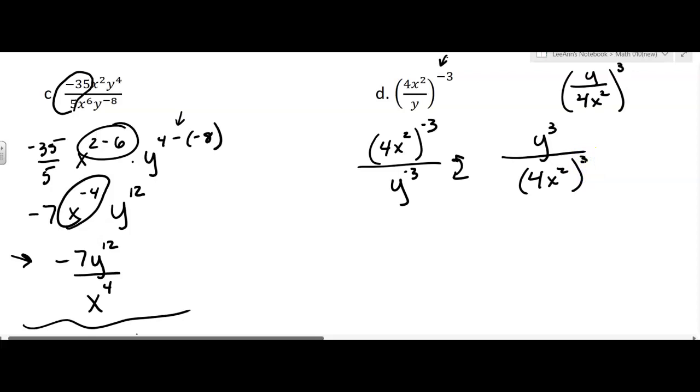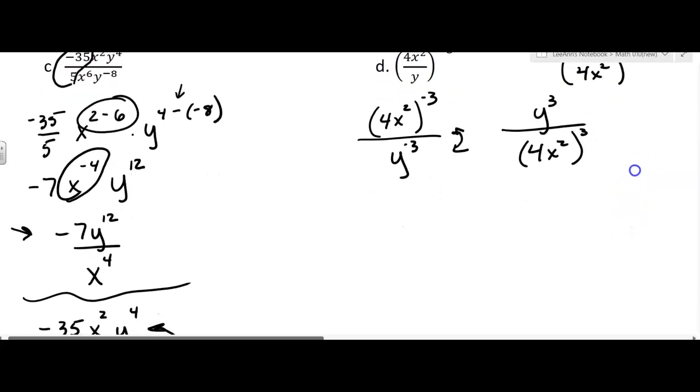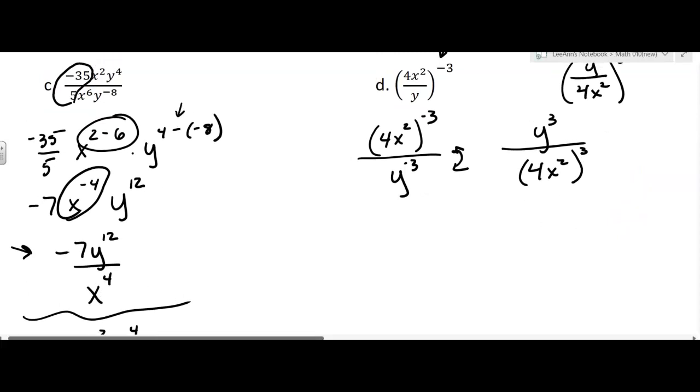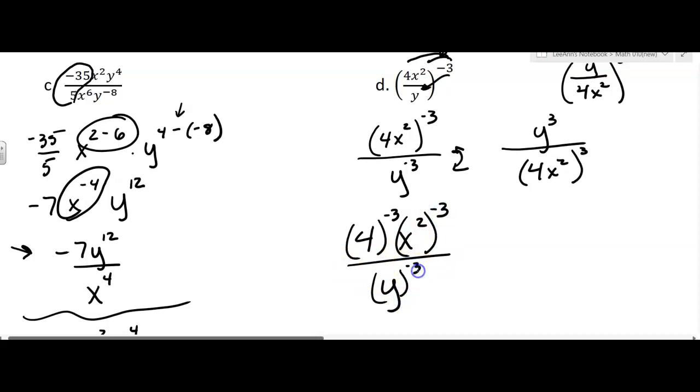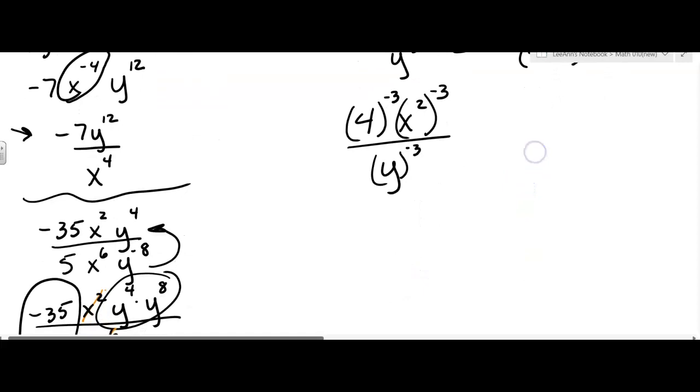And there's more to do. I didn't put any boxes around anything. I'm not done with the problem. Or you could say, well, let me just bring in the negative 3. That's what we did on the other problems. So 4 to the negative 3, x squared to the negative 3, and y to the negative 3. So maybe you were thinking, I want to do it that way. I tell you, all three ways you're going to get the same answer. As long as you follow the rules, it doesn't really matter which way you start. You're going to get the right answer.